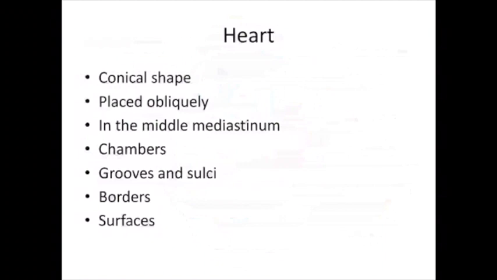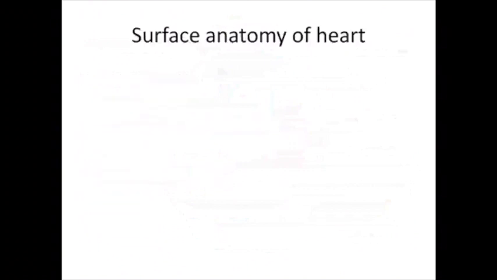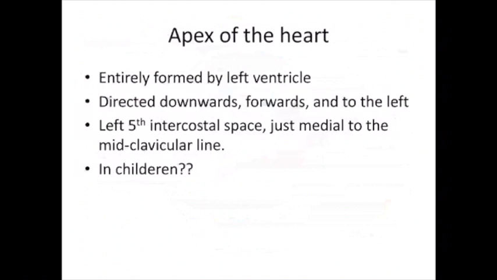So let's discuss the heart. The heart is a conical shaped structure placed obliquely in the middle mediastinum, and it has four chambers, two atria and two ventricles. There are grooves and sulci in the heart and borders and surfaces. I think you should have some knowledge about surface anatomy of the heart, so I'm not going to tell about that again. And what is the location of the apex of the heart?